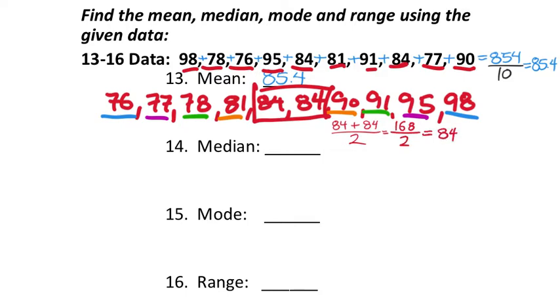And so we see that's the same number, 84 and 84, which means the number that would be right in between these 84s would also be, well, 84. Because there is no distance between the two. So there is our median.